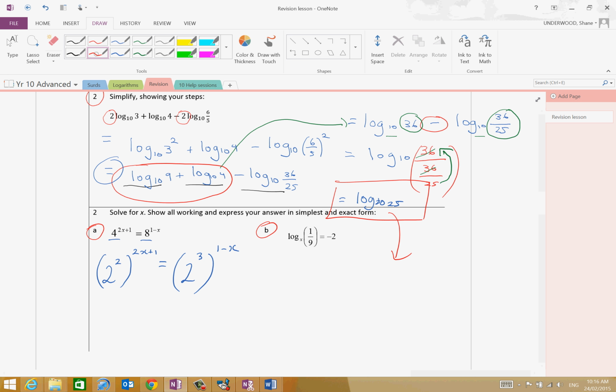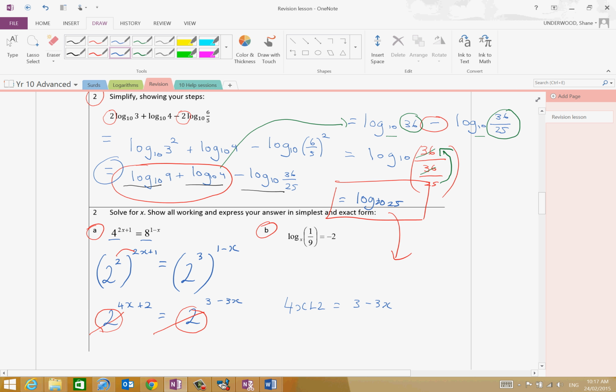Now what we do is we apply our index laws. 2 times 2x plus 1. Be careful because we're expanding that out. We've got two terms. 2 to the power of 2x times 2 is 4x plus 2. And on the right-hand side is 3 minus 3x. Now, because I've got the same base, I don't have to do anything crazy. You can't just cancel these out, but because they are to the same base, you can say that their powers are equal. So we've got 4x plus 2 is equal to 3 minus 3x.